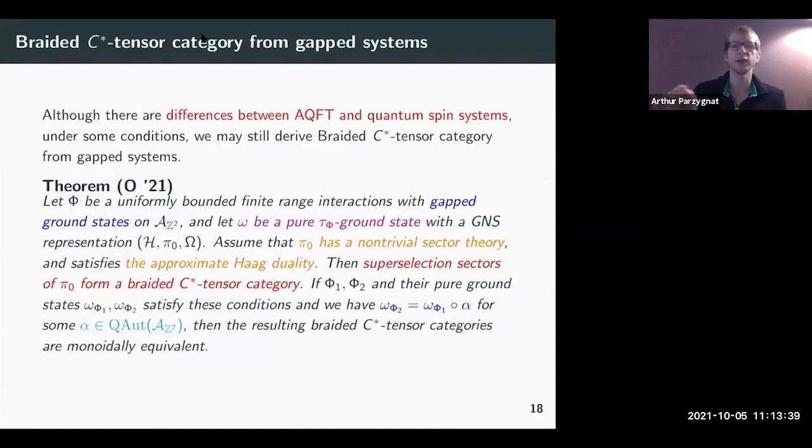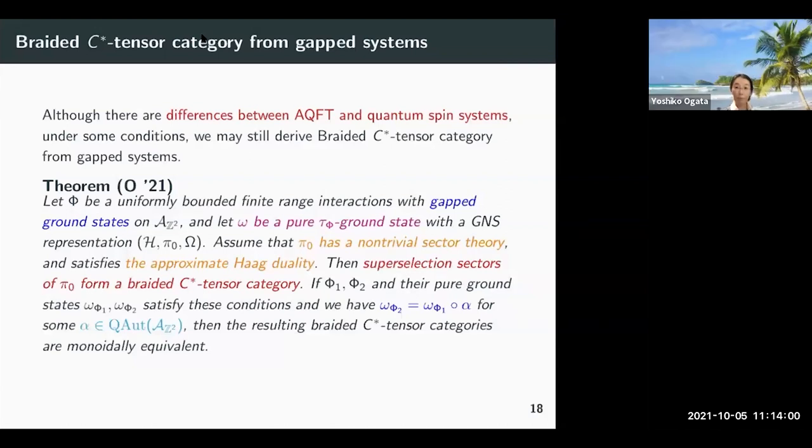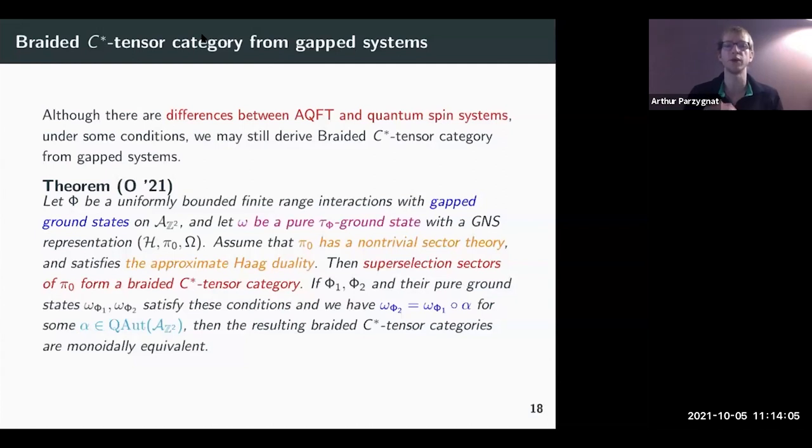But it's not an if and only if, right? Your statement goes in one direction. If omega phi 2 equals omega phi 1 composed with alpha, then the C* tensor categories are monoidally equivalent. So if I can prove that they're not monoidally equivalent, then I know that there exists no such alpha. Right? Yes. So maybe my question is, is it easier to prove that these categories are not monoidally equivalent, or is it easier just to prove that no such alpha exists by some other means?